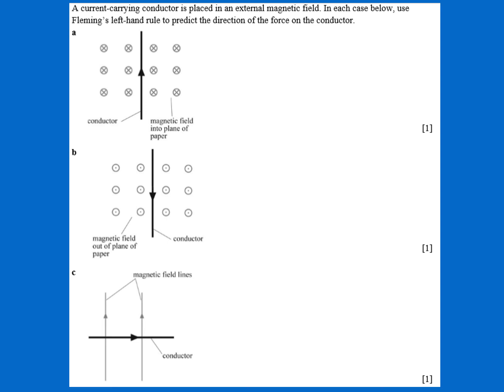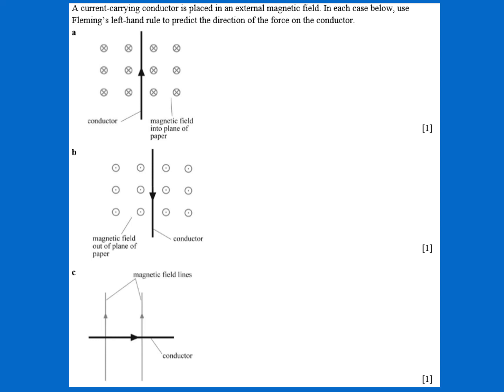So if you look at the diagram for A, we've got circles with crosses. So that means the field is into the paper. The idea is it's an arrowhead pointing into the paper. And if you look at B, you've got a dot in the circles. That means the field is coming out of the paper. And then for C, it shows you the direction of the magnetic field.